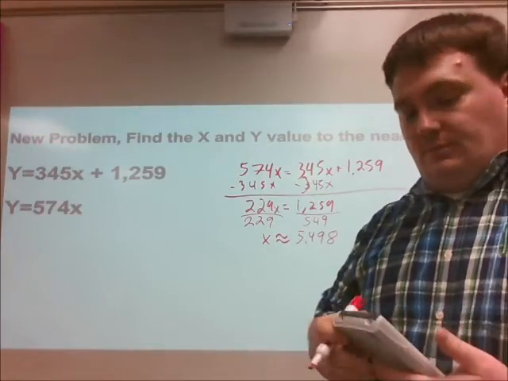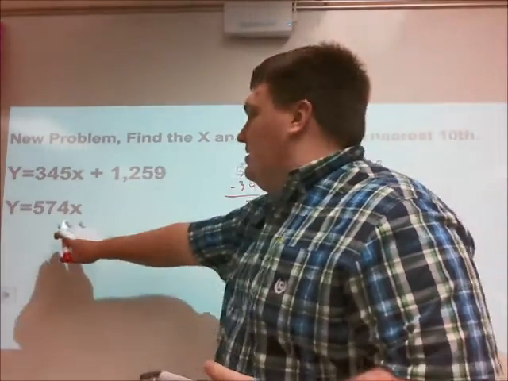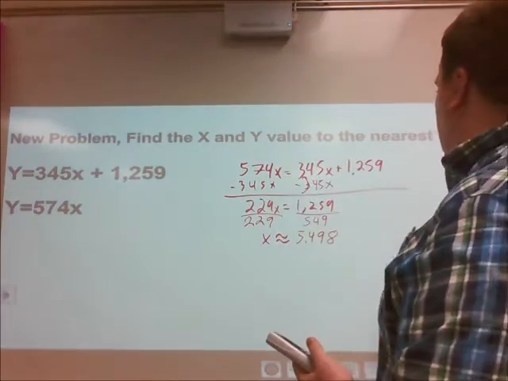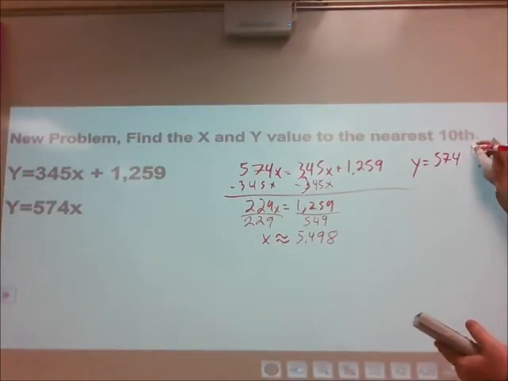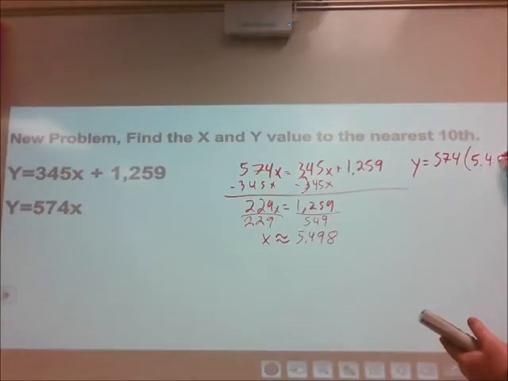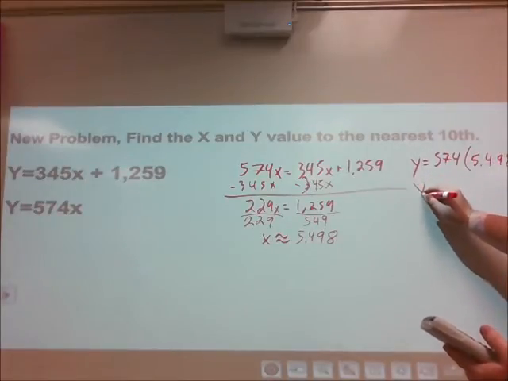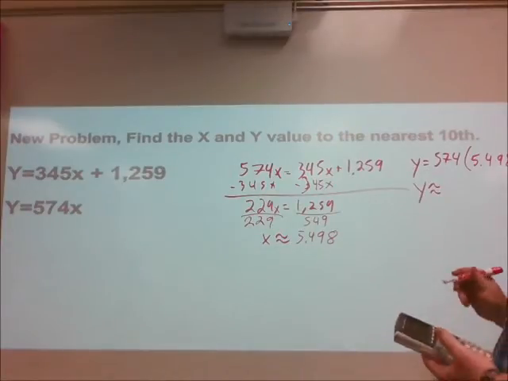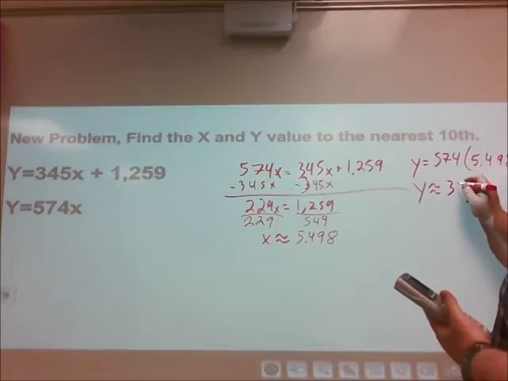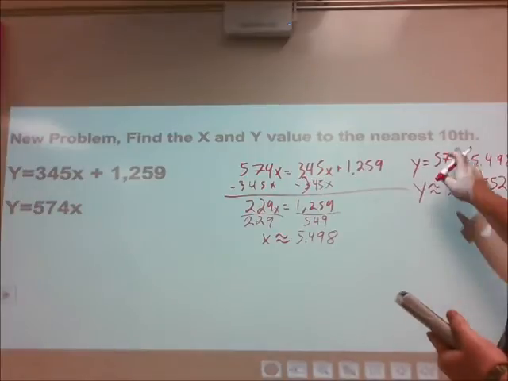Now, I'm going to take this and substitute it back into this equation to make life easier for me. So we go over here. y equals 574 times 5.498. Now we know this is going to be an approximate value. That's what the squiggly equal sign means. So 5.498 times 574. So our y value is approximately equal to 3,155.852. Now we want to round to the nearest tenth.